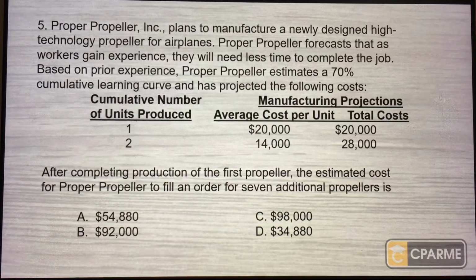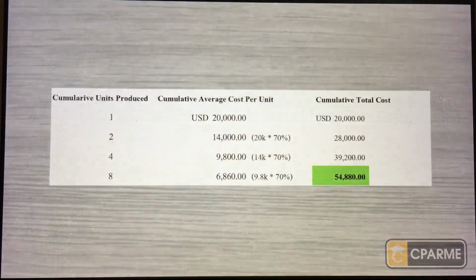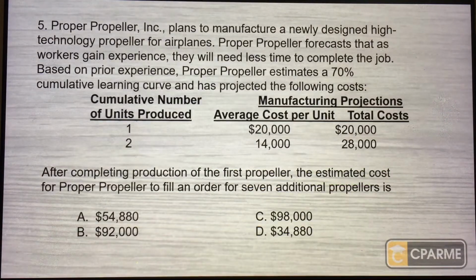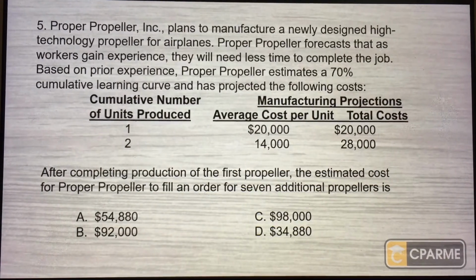Okay, I think it's the same problem as number 4. There's an additional part, only the question is different here. After completing production of the first propeller, the estimated cost for the propeller to fill an order for 7 additional propellers. Earlier, it was the total cost for the 8 propellers. The question here is 7 additional propellers. So how much will that be? How much is the cost for the additional 7 propellers?